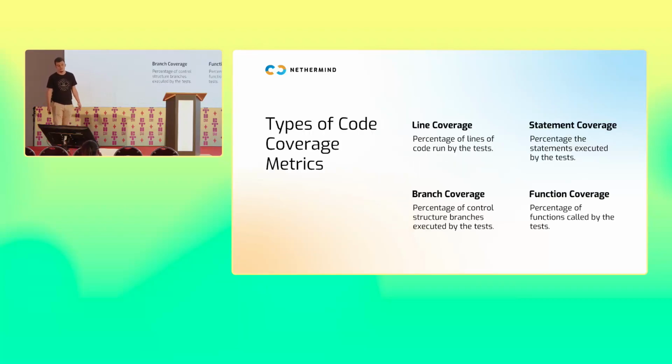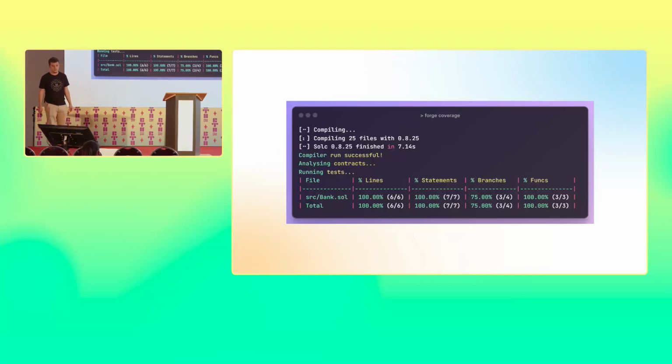So there's different types of coverage. There's line coverage, which is the simplest one. It's just a percentage of lines of code that our tests have covered. We have statement coverage, which is similar, but basically with the number of statements executed. We have branch coverage, where we're checking the different branches of code that our program has and which of them have been executed during the test. And function coverage, which is just a percentage of functions that we've called in our test. So we can get the coverage for our tests with the command forge coverage in this case, and we'll get this. It looks pretty good.